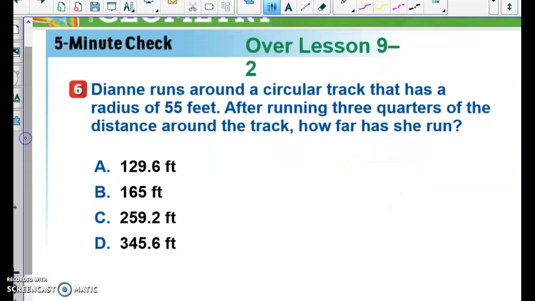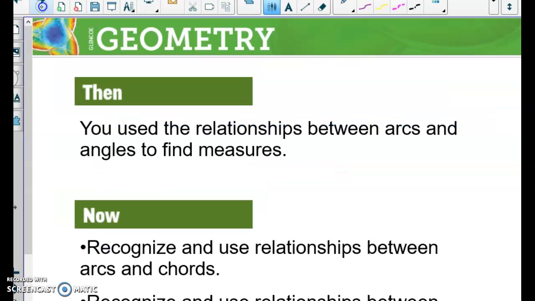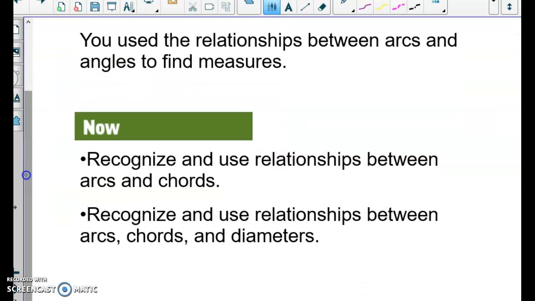On this one, we know that Diane runs in a circular track that has a radius of 55 feet. After running 3/4 of the distance, how far did she run? Well, if she ran 3/4 of a circle, 2 pi r, let's put that in my calculator. So 3 times 2 times pi times 55 equals, divided by 4 equals, and I get 259.2 feet. All right, so those were the review questions.